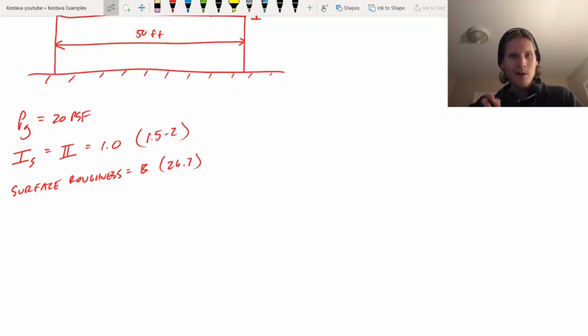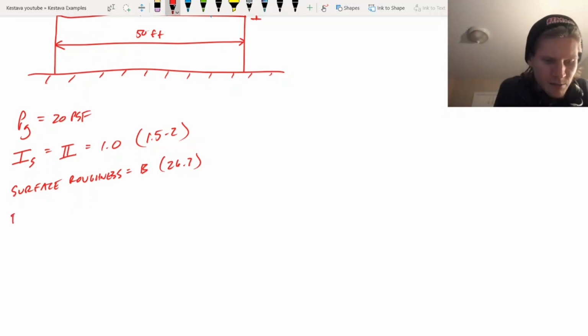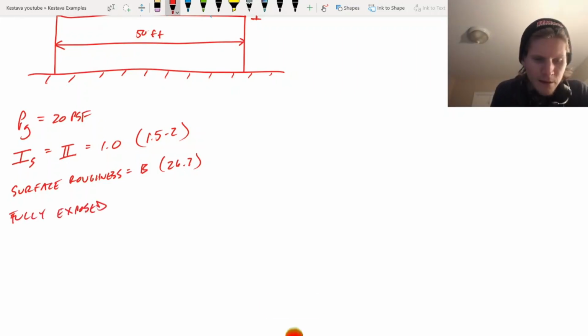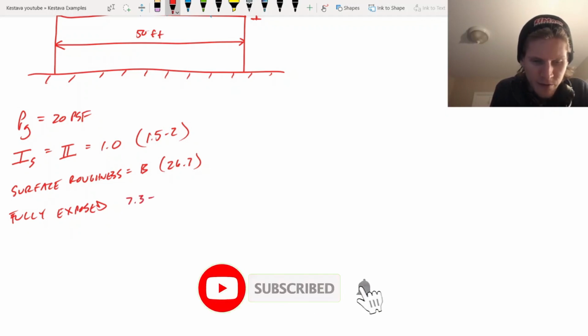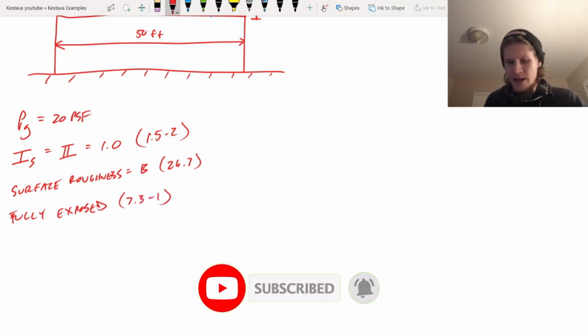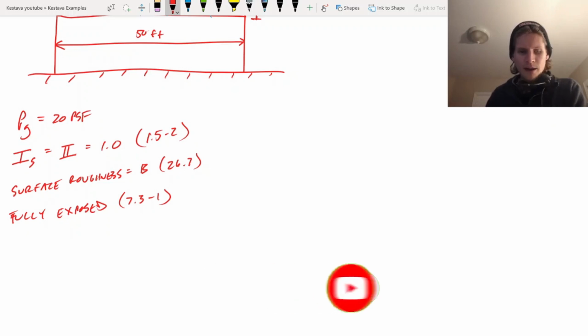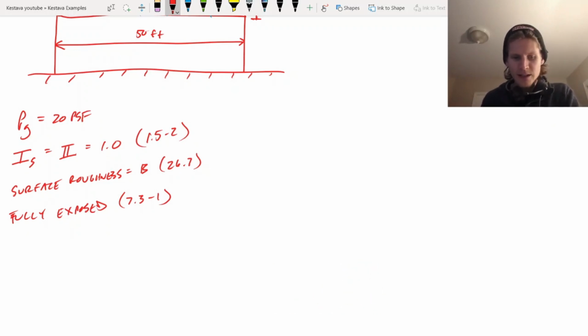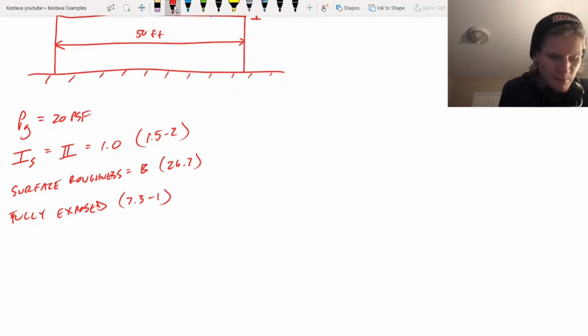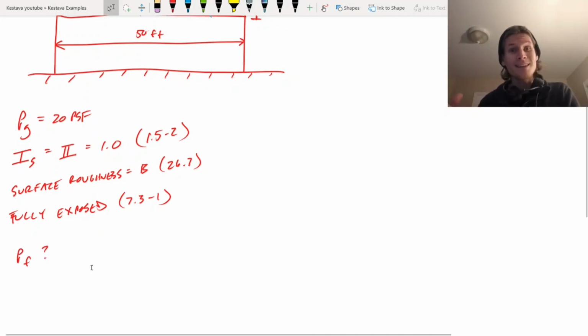Let's keep going. The structure is going to be fully exposed. That is actually in chapter 7.3-1, so we will peek at that. I'll show you that in a second here. And I think that's everything that we're really going to need. So first two things we need to know, we want to find our flat roof snow load. So PF is what we need to know first before we can then design for drift. So let's jump over to chapter 7.